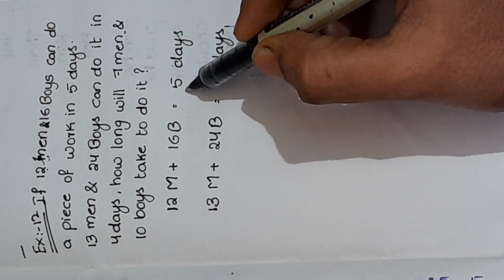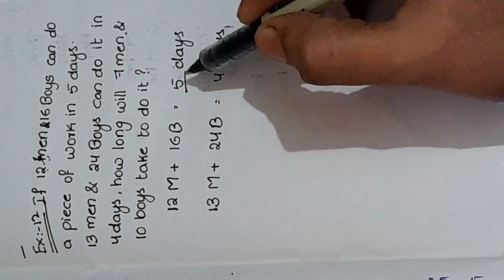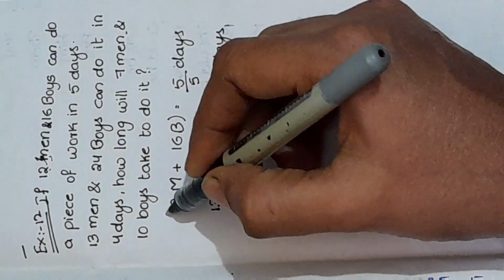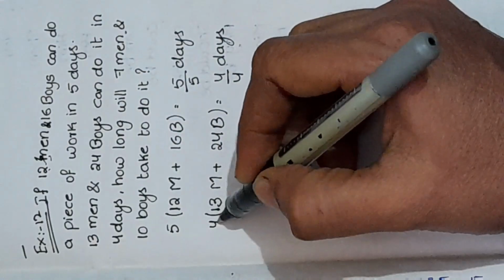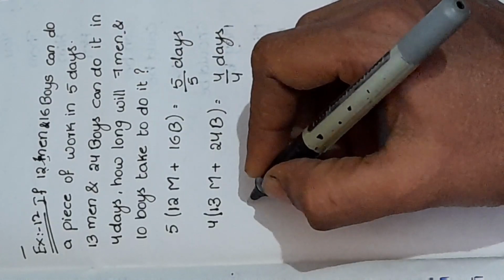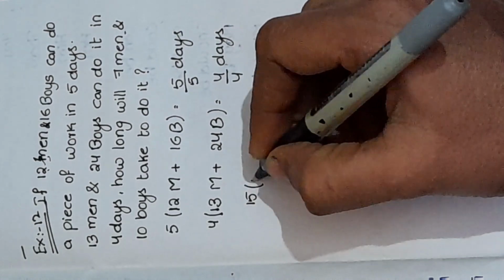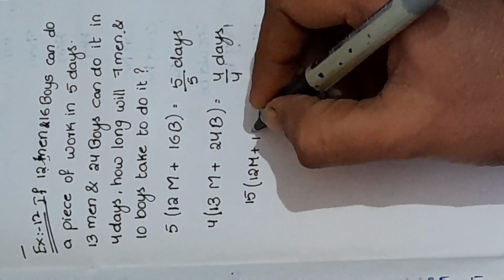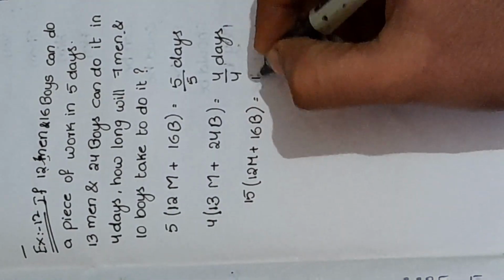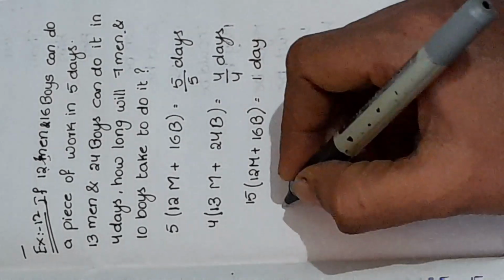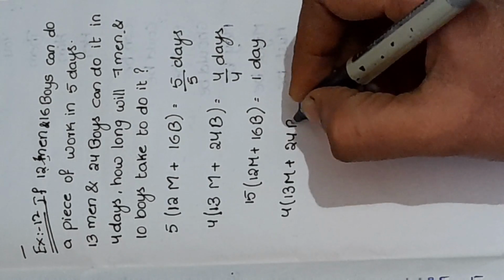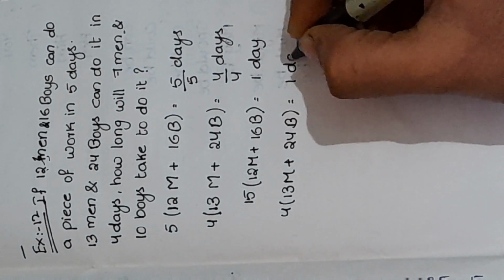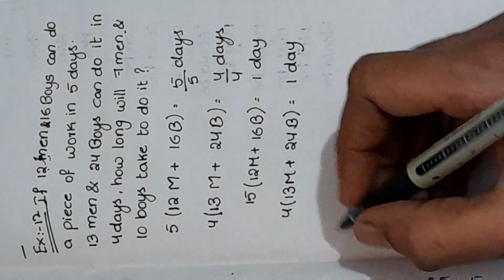To make the days 1, we divide the 5 by 5. So here 5 should be multiplied. Here we should divide by 4 and here 4 should be multiplied, which gives 5 into (12 men plus 16 boys) is equal to 1 day, and 4 into (13 men plus 24 boys) is equal to 1 day. Now both these are equal.